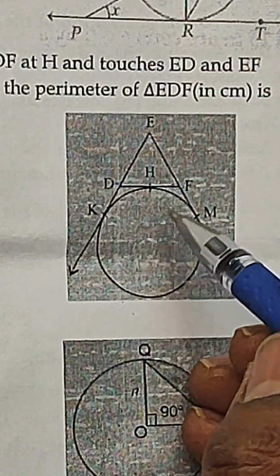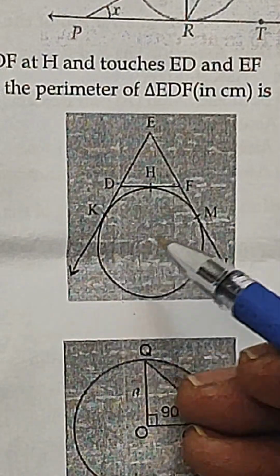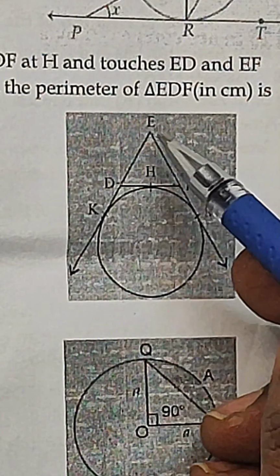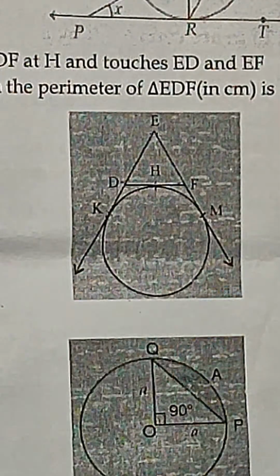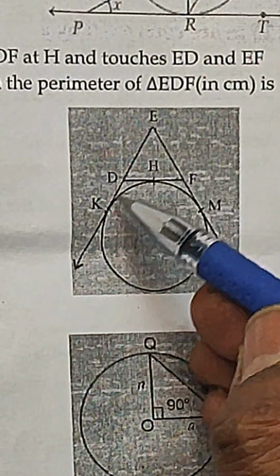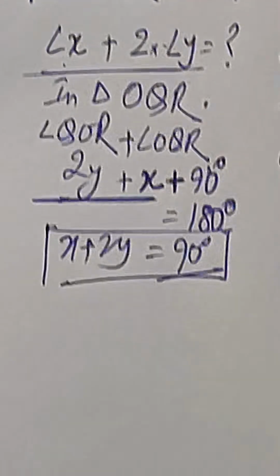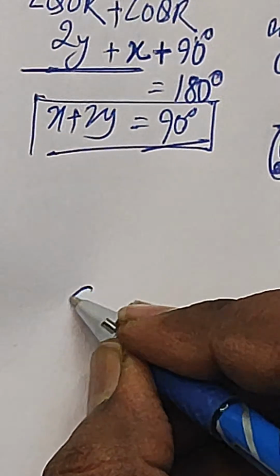Here, see this. Tangents drawn from an external point to the same circle are always equal in length, right? So can we say that EK is equal to EM? Tell me, EK will be equal to EM or not? EK will be equal to EM, right? So this will give you, let me show you in this way. I need to draw, otherwise it will be difficult to explain.